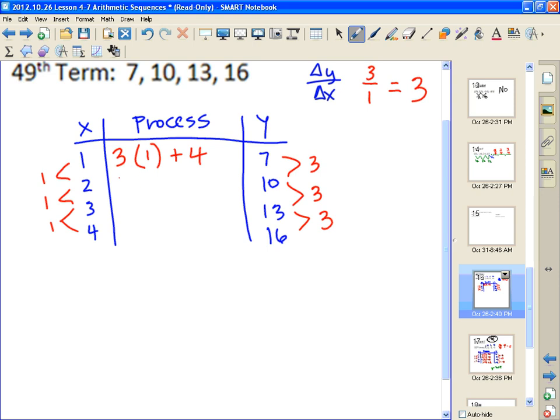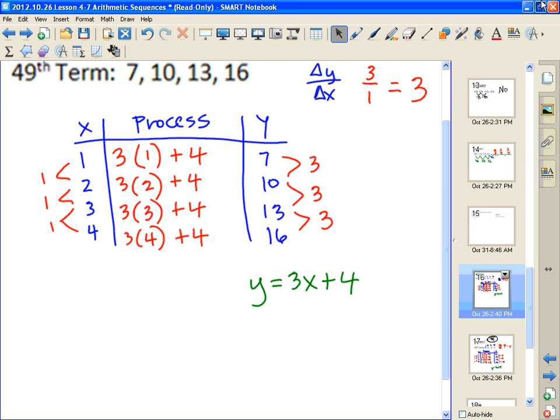So then we try that again. 3 times 2 is 6, plus 4 is 10. 3 times 3 is 9, plus 4 is 13. 3 times 4 is 12, plus 4 is 16. So what's our function that fits the arithmetic sequence? Y equals 3x plus 4.